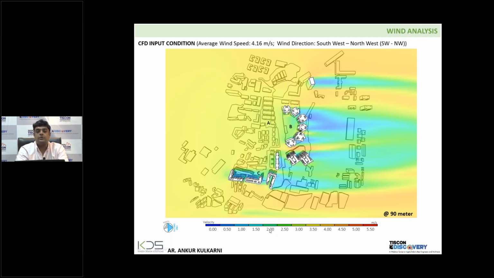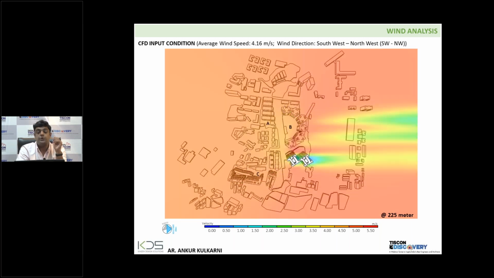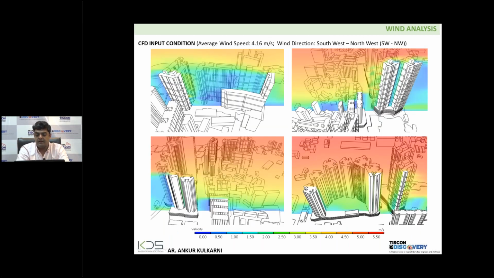So the idea was to make sure that every apartment or every single household should have minimum wind speed available near their windows, so that they can match the NBC requirement of air changes per hour. I'll show you some 3D images also.